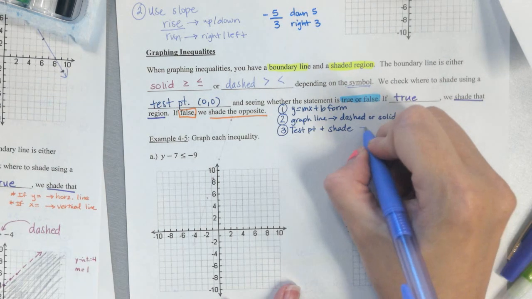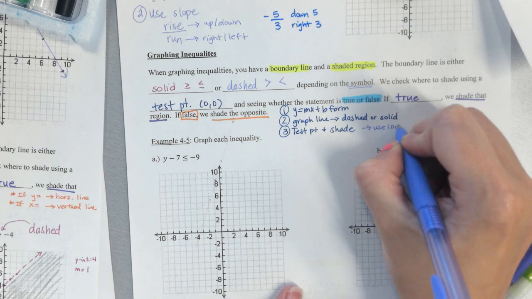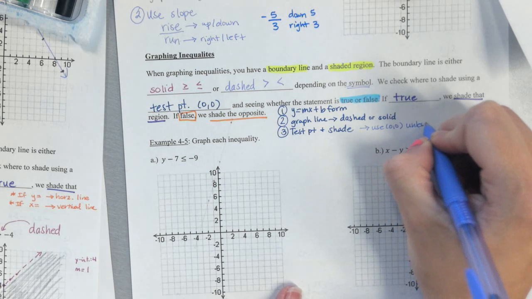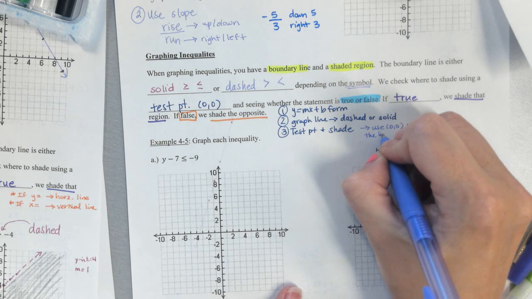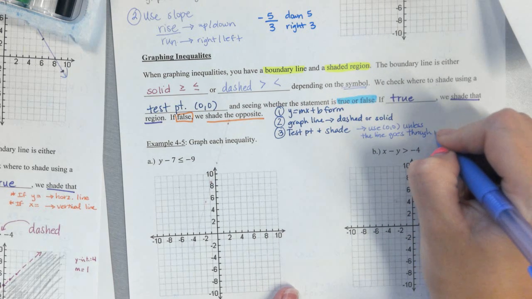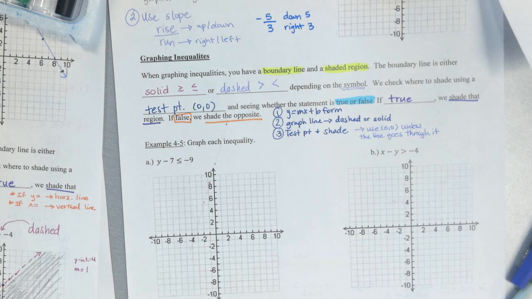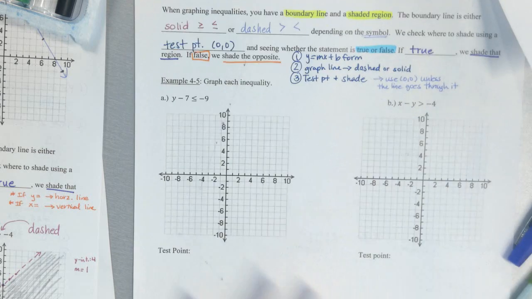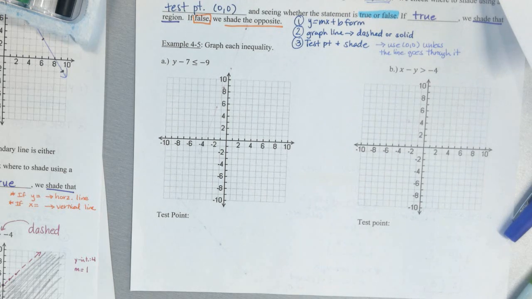Okay, so again, you're going to use (0, 0) unless the line goes through that point. Okay, so if (0, 0) is on the boundary line, you can't use that point. You can use any other point that is not on the boundary line. Most of the time you are going to be able to use (0, 0). Alright, so let's do this part together.